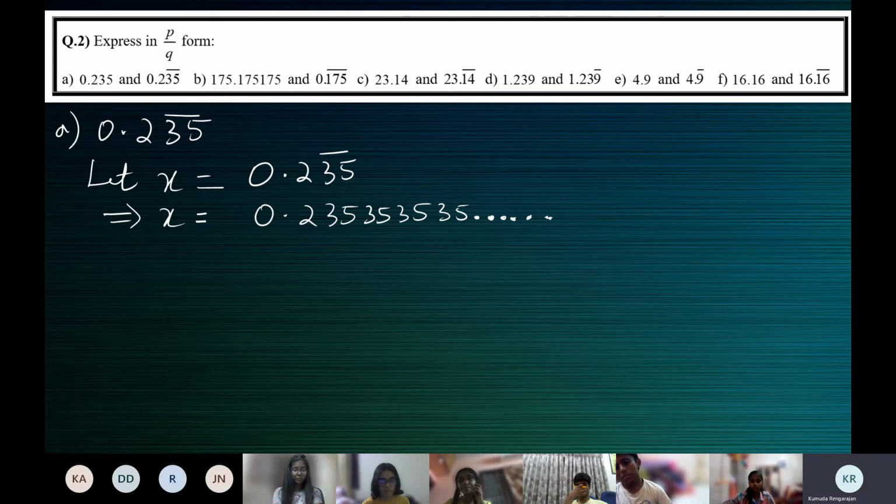How many digits are repeating? 2 digits are repeating. 2 is not repeating, so only 2 digits, 3 and 5, are repeating. So how many digits are repeating? 2 digits. Then we should find 100x. Listen carefully. If 1 digit repeats, you must find 10x.